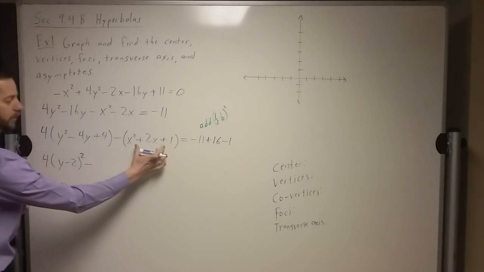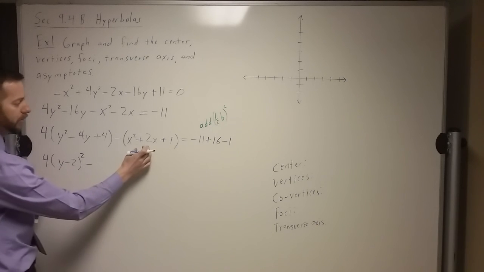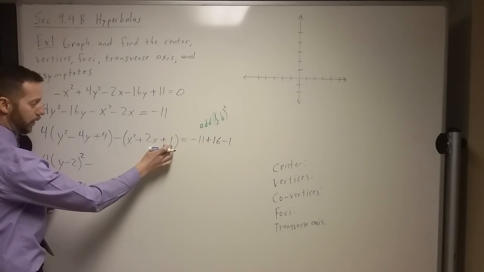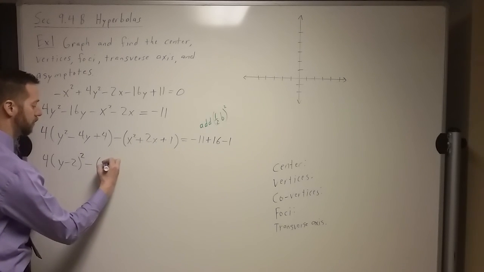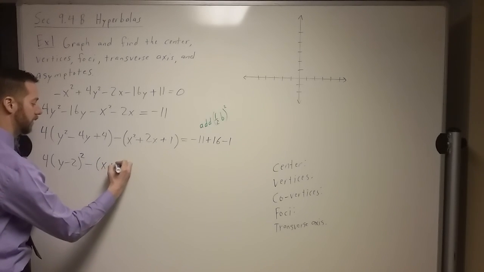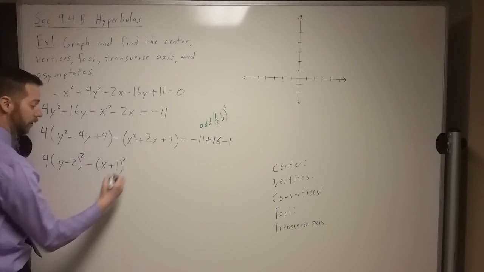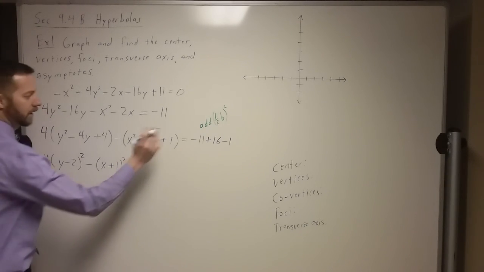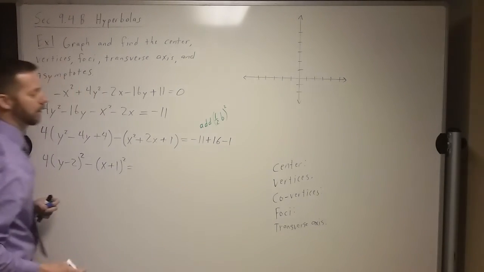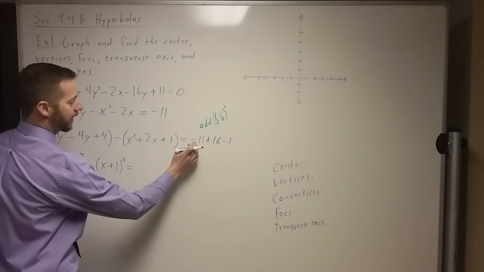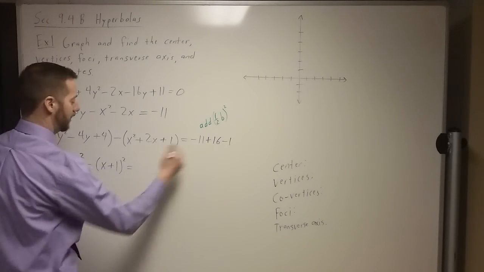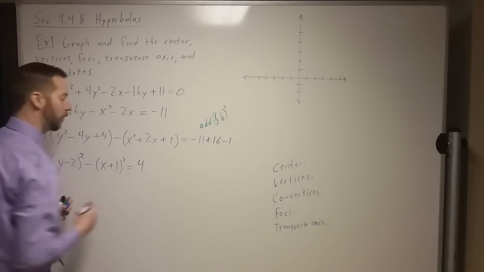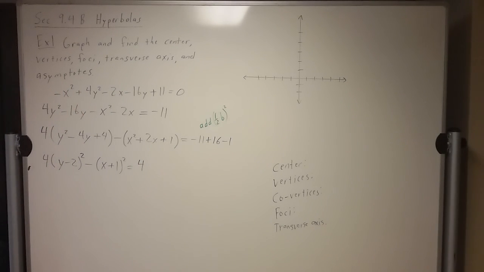And then minus, let's do the same thing with the x's. We need two numbers that multiply to 1, 1 and 1 would work, and add up to +2, so +1 and +1 would be our go-to there. So we have x plus 1 and x plus 1, or x plus 1, the quantity squared, equals, and then let's just simplify what we've got going on over here. So we've got -11 plus 16, so that puts us at +5, minus 1, that puts us at +4 over there on the right-hand side.